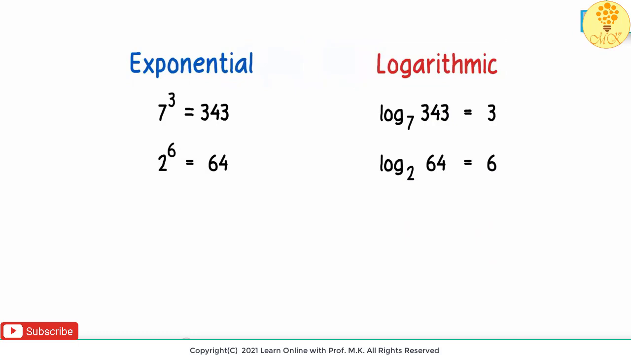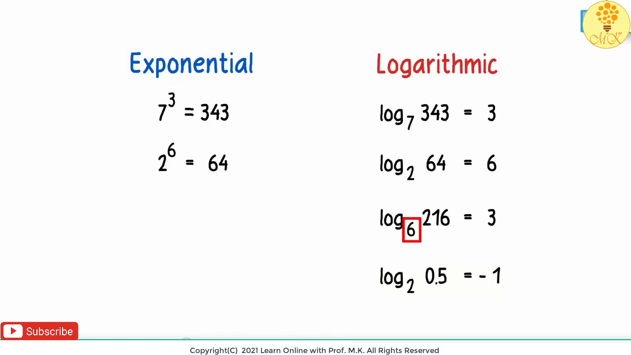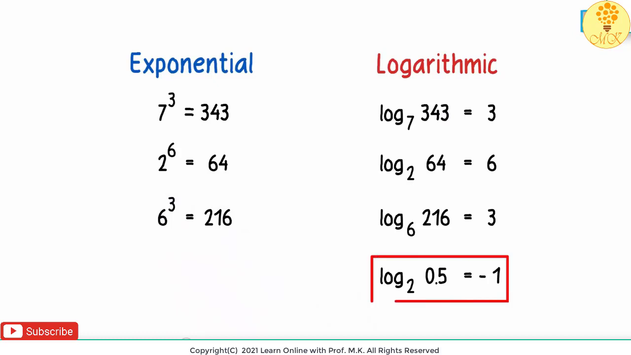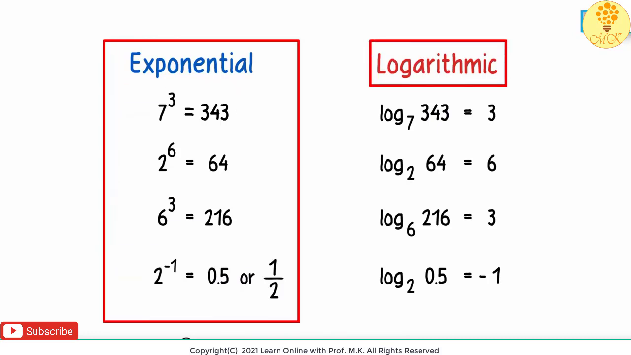How about I give you a couple of equations in the logarithmic form? Say this example and this one. Try writing these two equations in the exponential form. Okay, so 6 raised to what will give us 216? That's right, 6 raised to 3 will give us 216. And this one's interesting as we have a negative answer. 2 raised to negative 1 will equal 0.5 or 1/2. So by now, you should be pretty confident about both forms, exponential as well as logarithmic.